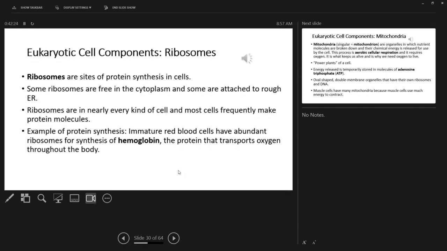An example of a protein that's made in some cells is hemoglobin. This is in our red blood cells. In fact, this is why your red blood cells look red to us, because hemoglobin contains iron and it makes it look red. We inhale oxygen into our lungs, and that oxygen goes into our blood, and then the oxygen molecules attach or hitchhike on the hemoglobin while they're in the blood.